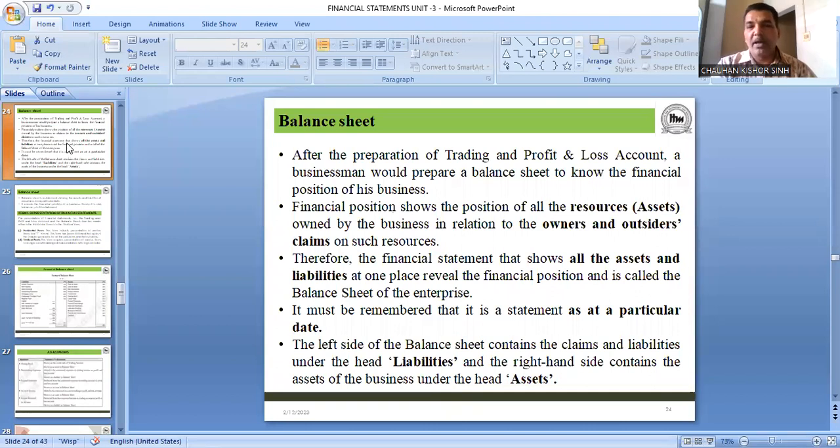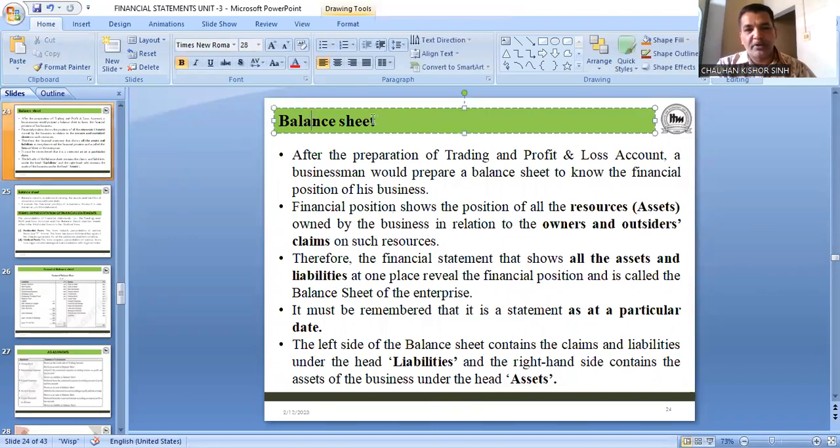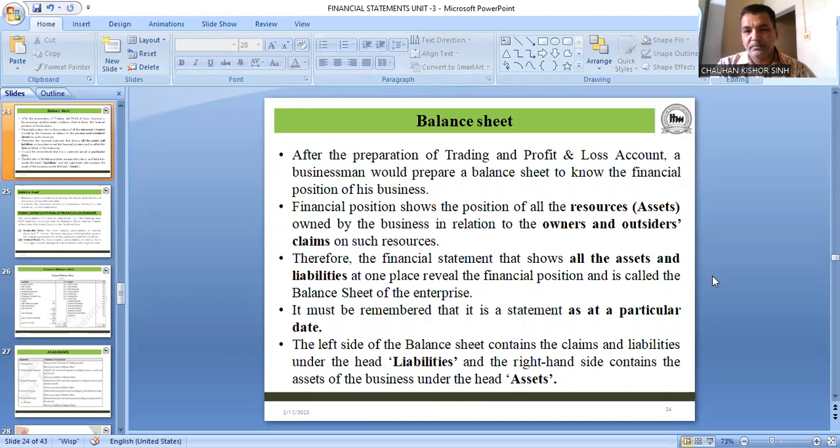So our next point is the balance sheet. Now let us understand the preparation of the balance sheet. We are learning the financial statement of a sole proprietor. In the financial statement of a sole proprietor, basically they prepare two accounts and one statement. The two accounts are the trading account and the profit and loss account. The trading account is prepared to find gross profit or gross loss, and the profit and loss account is prepared to find net profit or net loss.